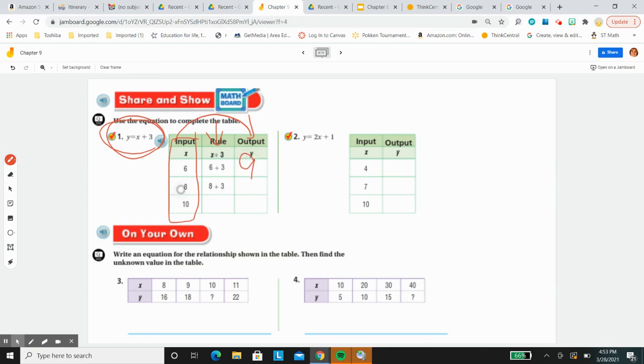All right, what if it's 8? I put an 8 in for the x, and then I have 11. Now, if I put a 10 in here for the x, I'm replacing it. Remember, I'm just substituting. Then I end up with 13.